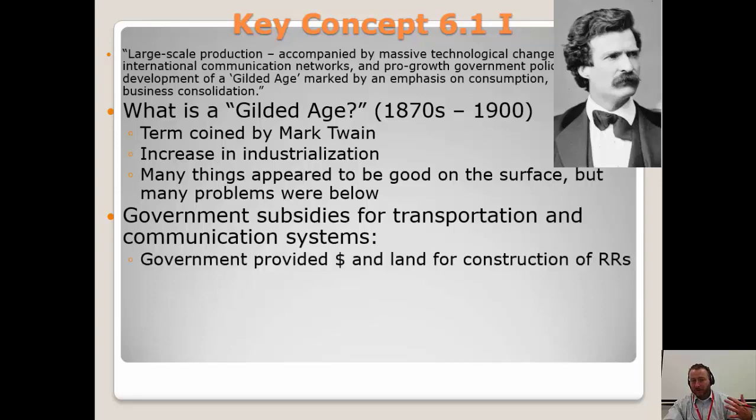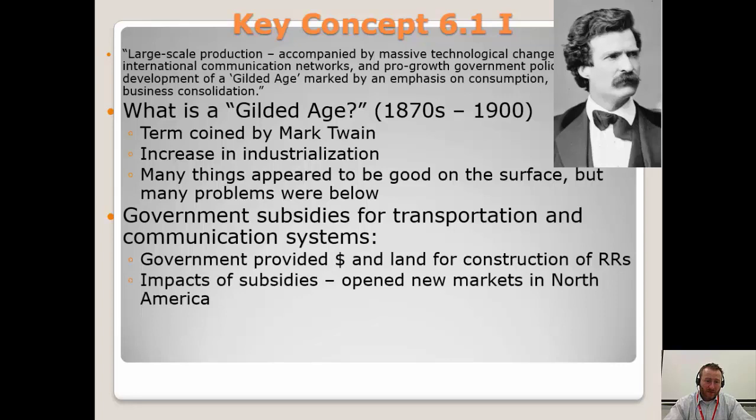kind of a continuation of internal improvements. So the government would provide money and land to the railroads, just give them land. They could either use it to build tracks on, or they could sell it for capital investments. So the effect of subsidies would open up new markets in North America.